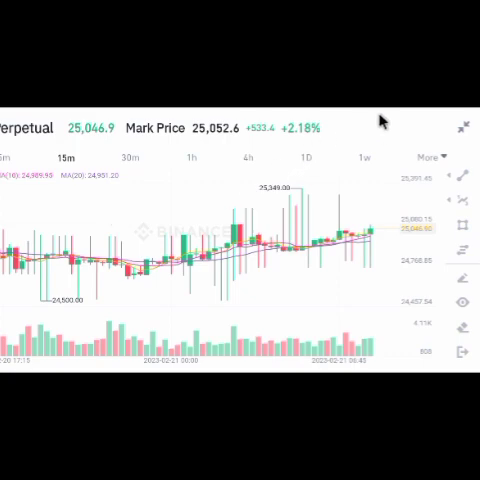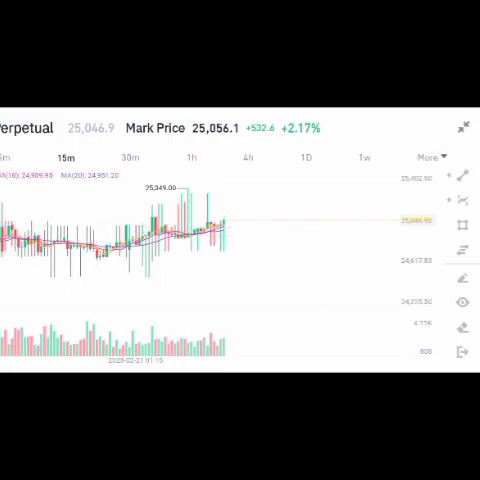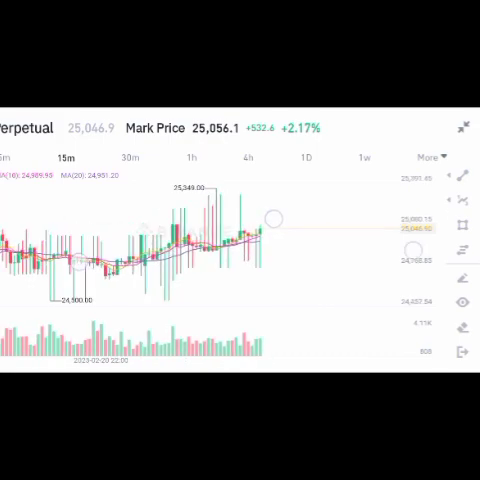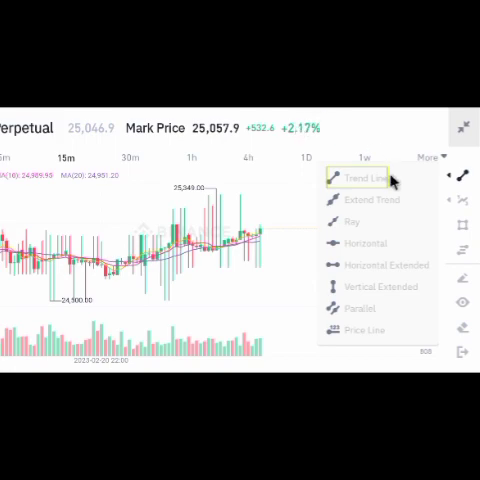So here you can see we have these lines here. Let me zoom in on this small part for you to see. Okay, so you can see we have lines here. You have this, as I'm pointing it out to you, click on that, then you select trend line.